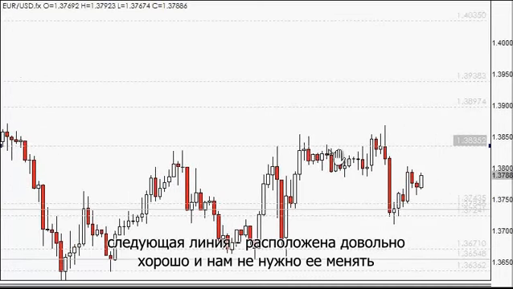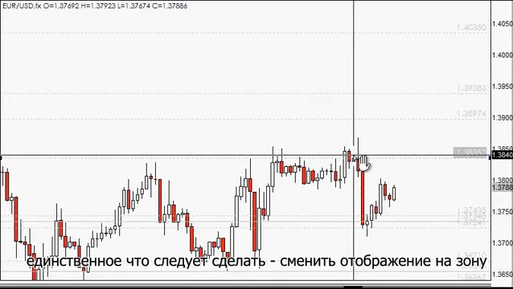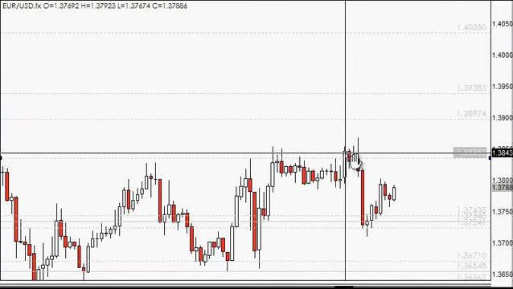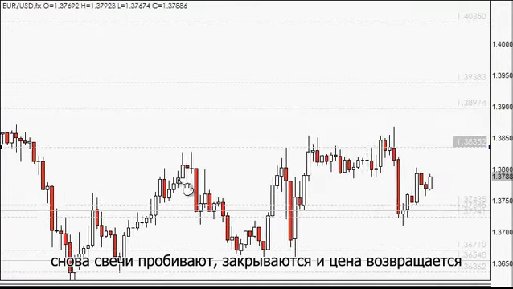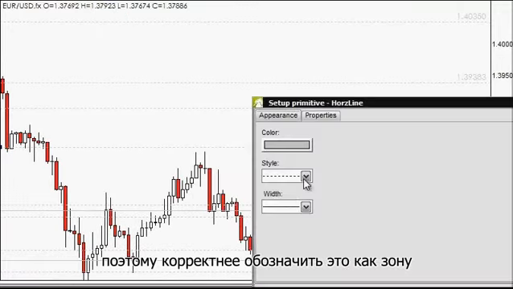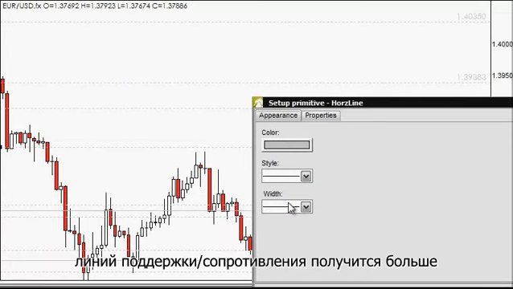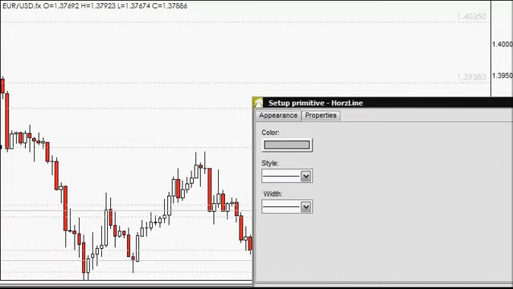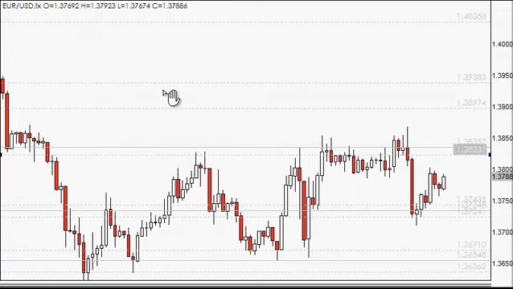So next line up, this line seems to be placed pretty well. We don't need to move it. Again, we need to change this to a support resistance zone. You can see how a candle has broken above it, closed, and come back down. So this would be better as a support resistance zone. Most of these are going to be changed to support resistance zones. It's really only when you're placing these lines on your daily charts that you're going to get more support resistance lines. So we'll just throw that down there.